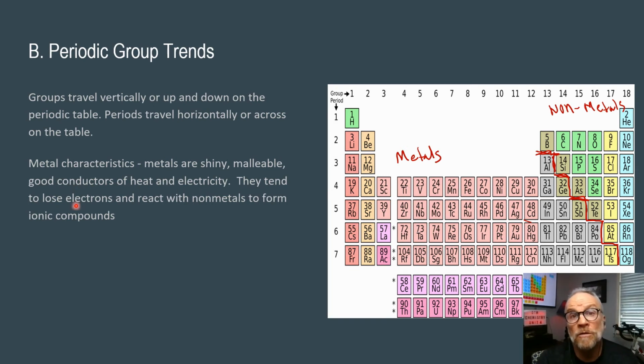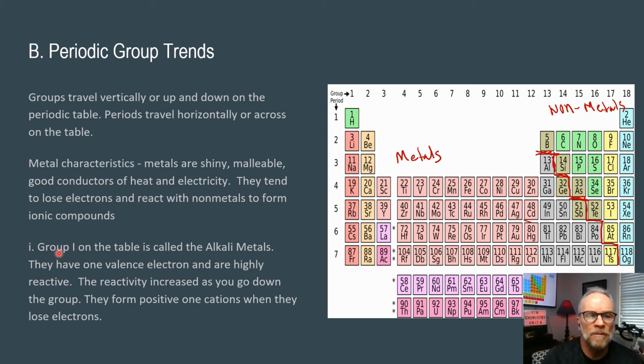In the next unit, we will talk about chemical bonding, and we'll talk about metallic bonding. In metallic bonding, the electrons are free to travel across the surface of that metal, and that makes them really good conductors of heat and electricity. They tend to lose electrons and react with nonmetals to form ionic compounds.